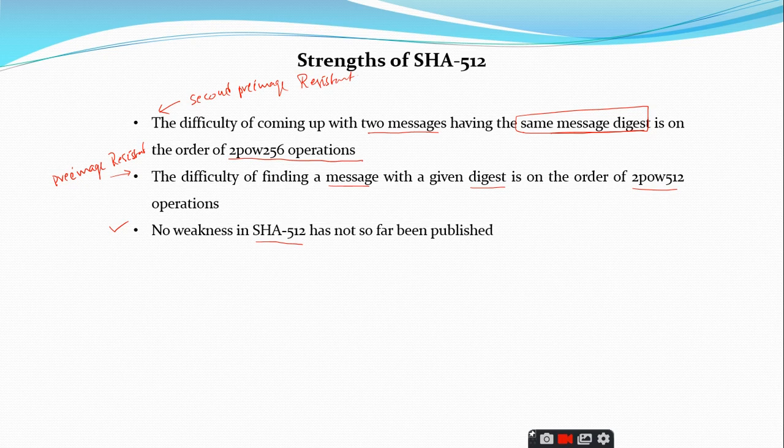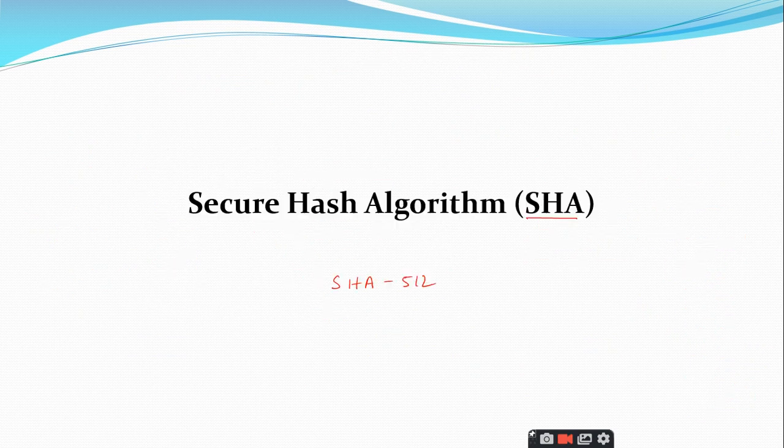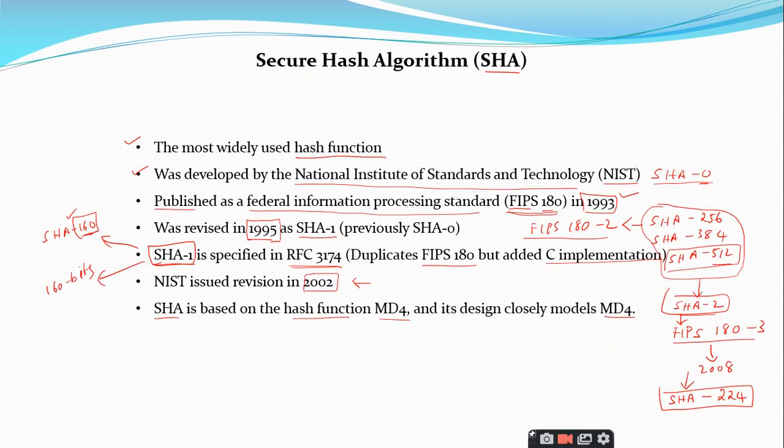So that's all for today's session. Let us have a quick recap of what we have discussed in today's session. We started our discussion on the secure hash algorithm and gave the introduction that this is the most widely used hash function developed by the National Institute of Standards and Technology. Initially we have SHA-0, which can also be defined as SHA-160. Why 160? It represents the number of bits it generates for the message digest. And after this, in 2002 we have SHA-2, which consists of SHA-256, SHA-384 and SHA-512.